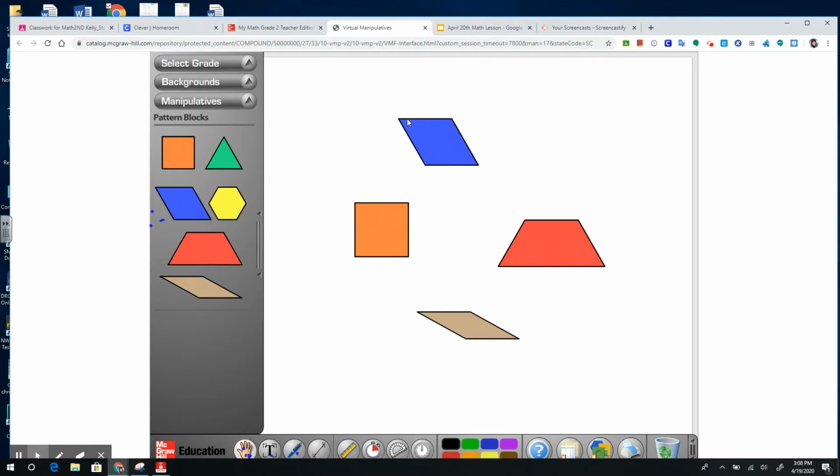All right, so as I'm looking, I see 1 side, 2 sides, 3 sides, 4 sides, and then I can count my angles again. 1, 2, 3, 4. I can count my sides, 1, 2, 3, 4, and I can count my angles, 1, 2, 3, 4. And you can mark them on your piece of paper.